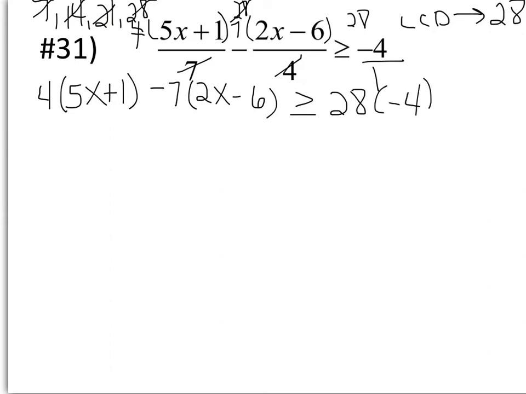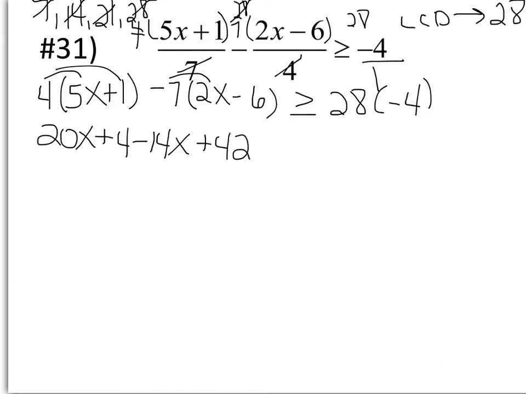times negative 4. Okay, so I'm going to go ahead and distribute here. 4 times 5x is 20x plus 4. Negative 7 times 2x is negative 14x. And then negative 7 times negative 6 is positive 42. Is greater than or equal to 28 times negative 4 is negative 112.